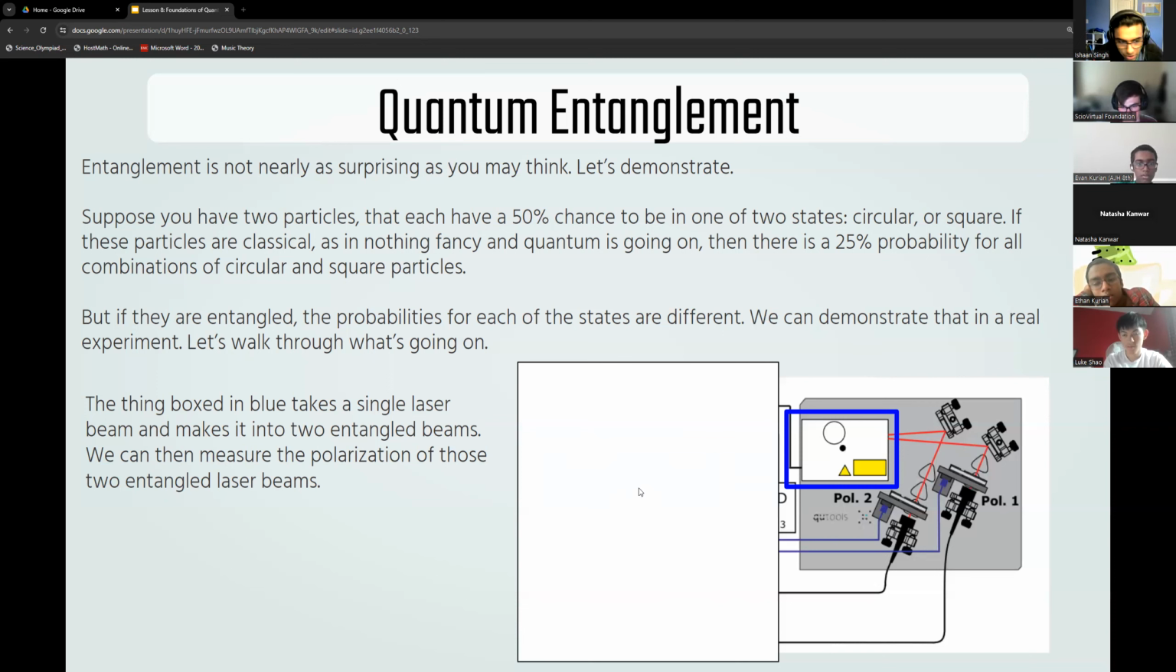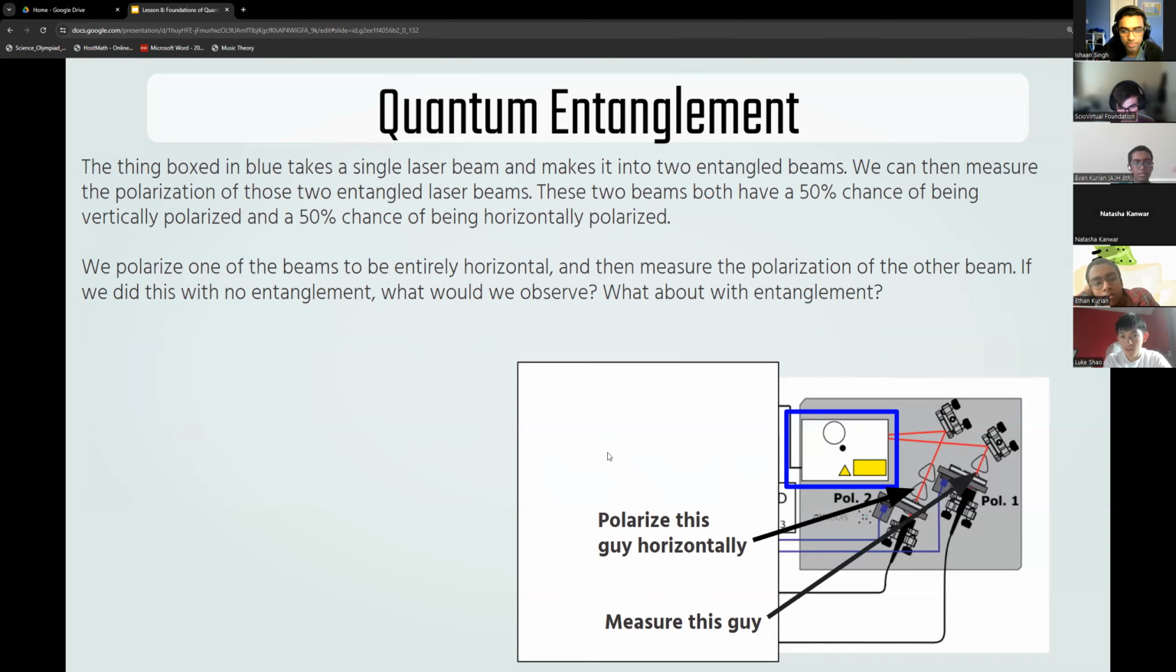So we can then measure the polarization of these two entangled laser beams, okay? To be clear, this thing boxed in blue takes an input laser beam and turns that laser beam into two entangled laser beams, okay? It's not like a beam splitter. That's a good question. It's not a beam splitter.